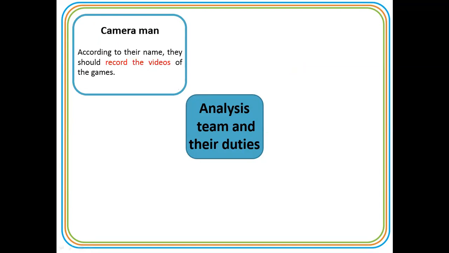The first is the cameraman. According to their name, they should record the video of the games. They don't have any other duty. They should just record the game.